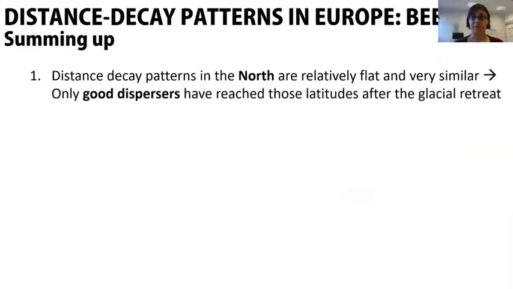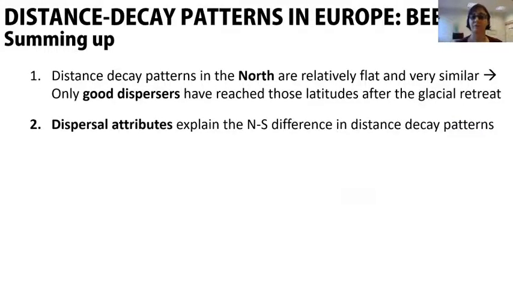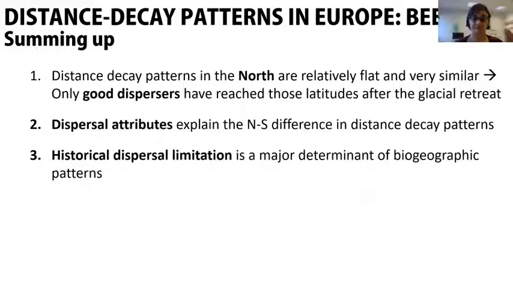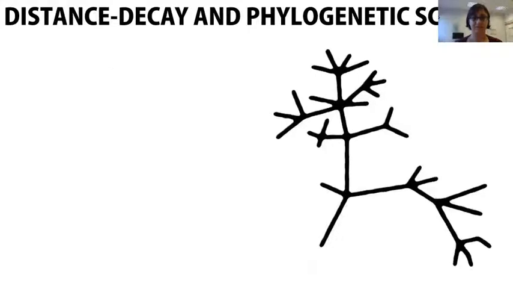So with this study, we saw that the distance decay pattern in the north was relatively flat. It's probably only the good dispersers that have reached those latitudes so far, and the dispersal attributes of the taxon explain the difference in the distance decay patterns. So we think this is clear evidence that historical dispersal limitation is a major determinant of biogeographic patterns in these groups, and we also think that this approach can be useful if applied to other taxa, for which we know even less.